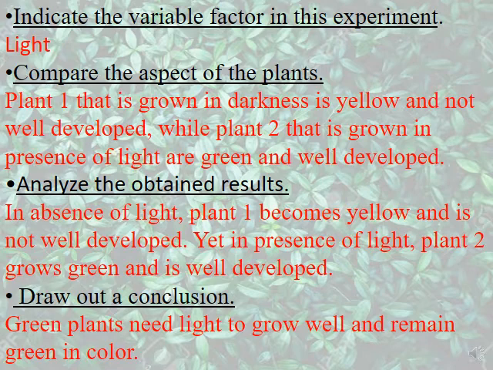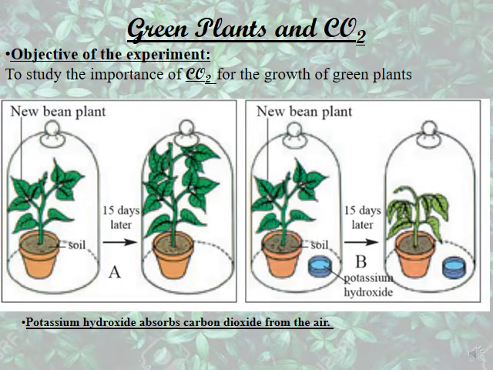So green plants need light to grow. Till now we have three main elements. They need water, they need mineral salts, and they need light in order to grow. Green plants and CO2.